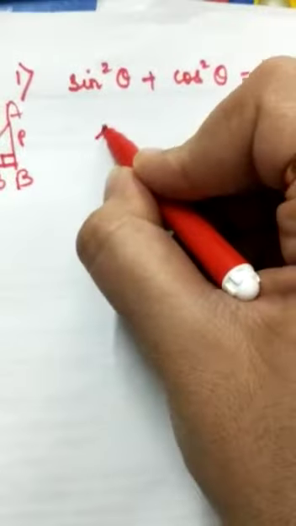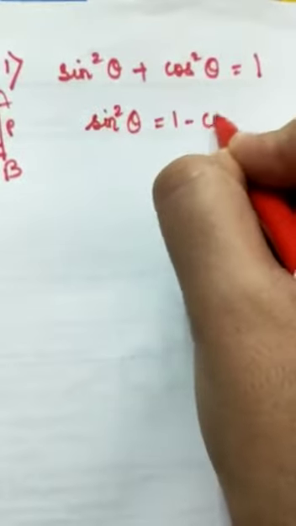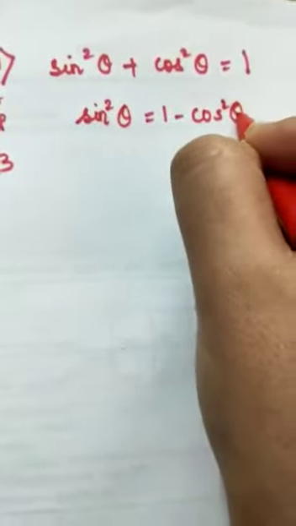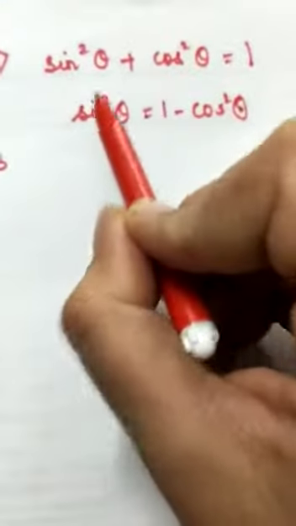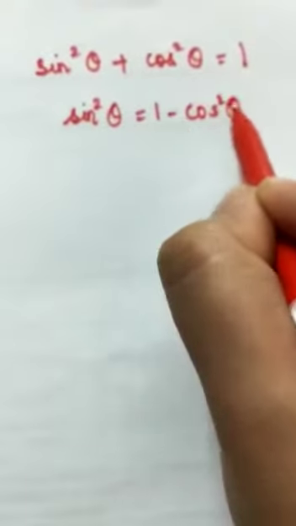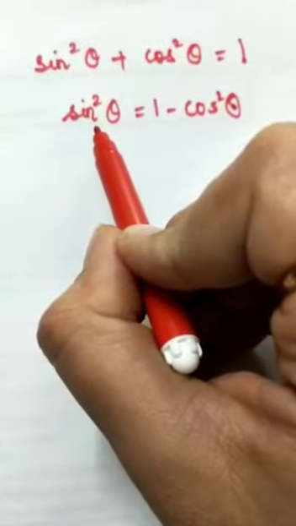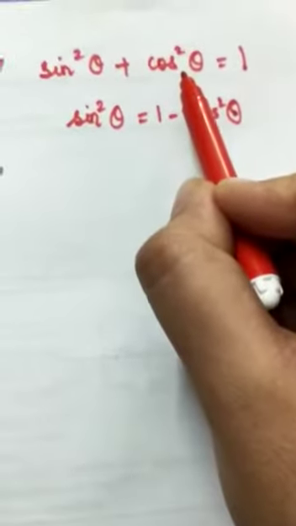Now you can change this by shifting cos square theta to that side. So this will become sine square theta equals 1 minus cos square theta. I repeat, when you shift this cos square theta to that side, sine square theta equals 1 minus cos square theta. So in place of 1 minus cos square theta, you can replace it by sine square theta. In the same way, when I shift this sine square theta to that side, you will get the value of cos square theta.